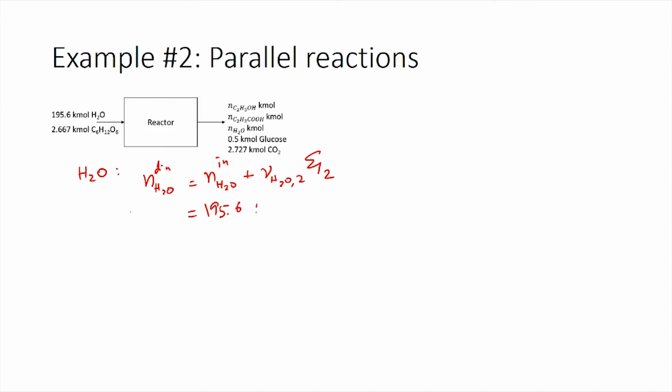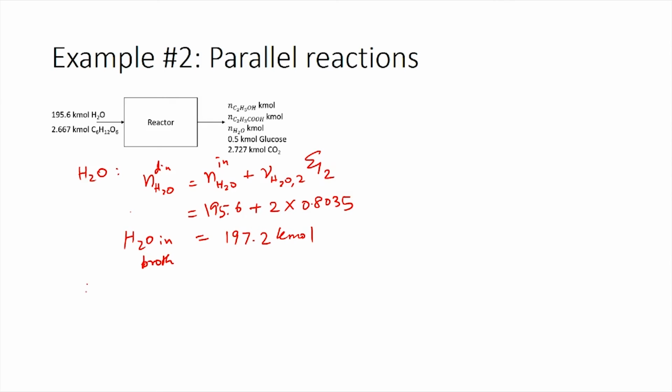So, the initial amount of water is 195.6 and the stoichiometric coefficient for water is 2 times 0.8035, giving you the total amount of water in the final broth as 197.2 kilomoles.